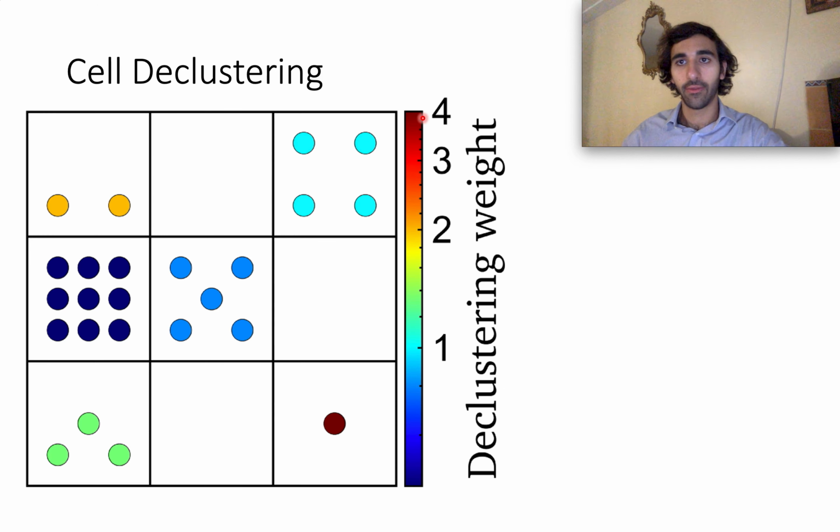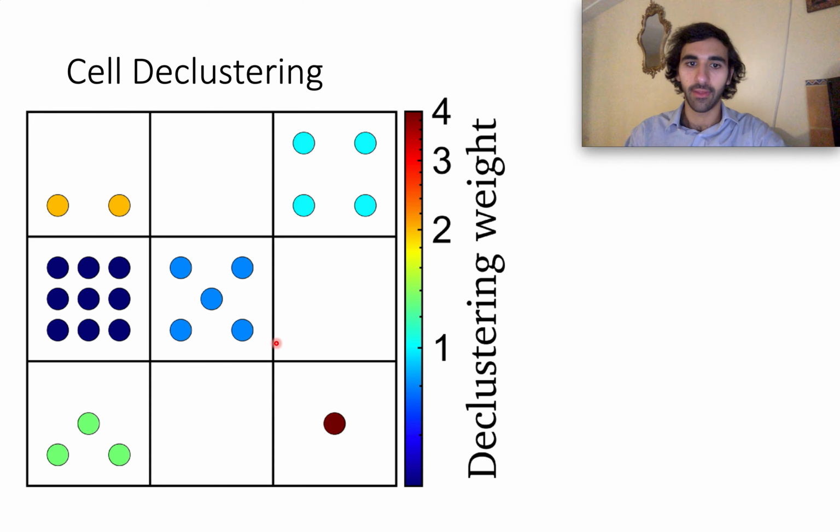So to correct for this, we implement declustering. Although there are many different types of declustering, here we're going to discuss cell declustering. Basically, in cell declustering we divide up our region into evenly sized cells, and then we assign a weight to the samples in those cells, which is proportionate to the area they represent. And it'll depend on how many samples occupy that cell.